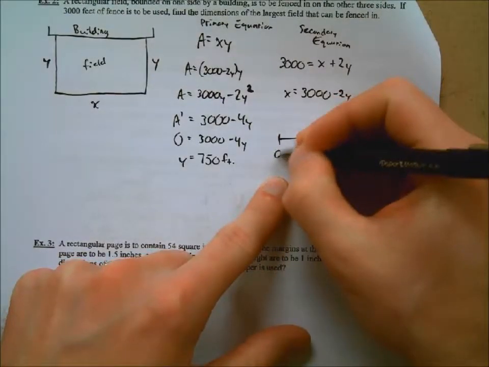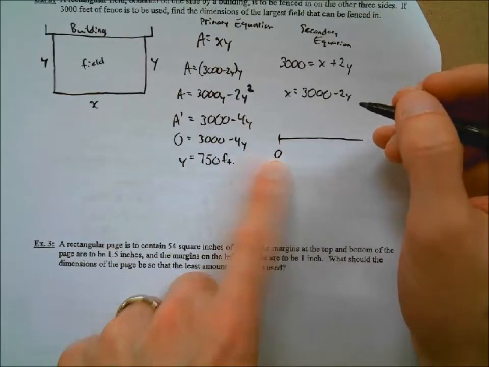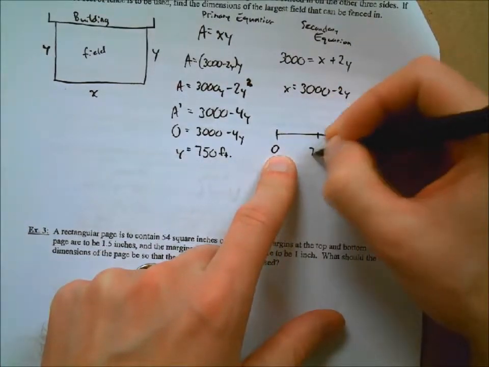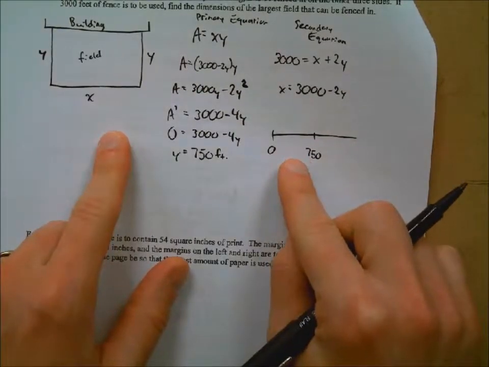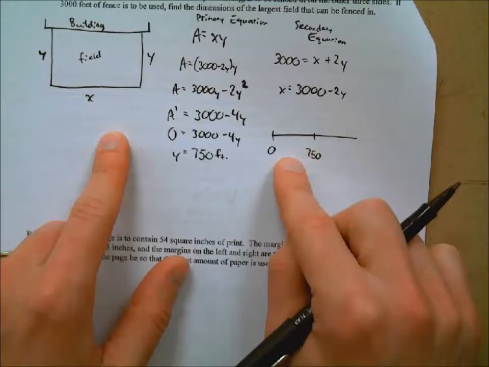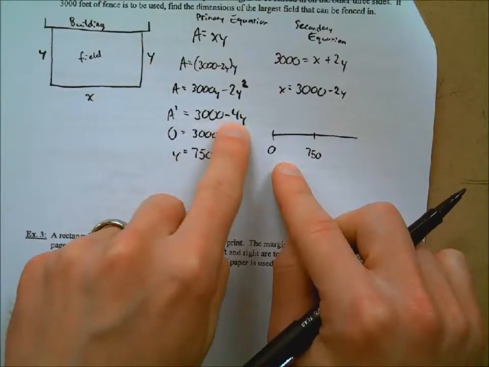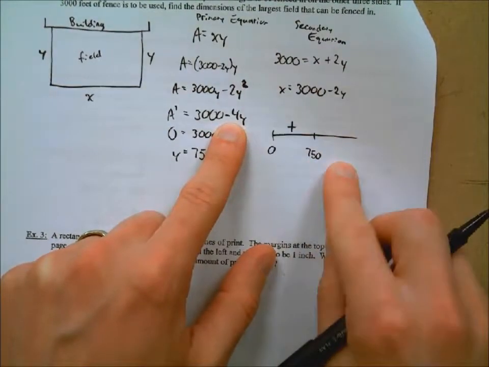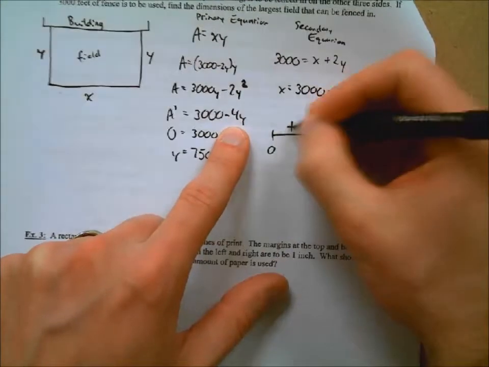So again, I'm going to start with 0 being the left end point of that number line because we really can't talk about having a fenced-in field if y is 0. And then we'll put 750 in there. Okay, and so let's pick a number between 0 and 750. I'll say 1. All right, we'll plug 1 in here. 3,000 minus 4 is positive. All right, and then we'll pick 1,000. That's to the right of 750. 4 times 1,000, 4,000. 3,000 minus 4,000, negative.